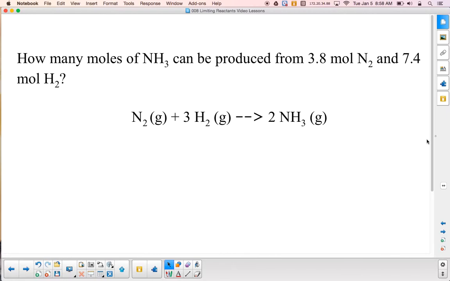We could very easily upscale by 10 and imagine that we had 38 moles of nitrogen and 74 moles of hydrogen, draw 38 nitrogens, 74 hydrogens, use the lasso method, and divide our answer by 10 when we got all done. However, that might not be the best overall approach to solving the problem. So I'd like to teach you a more stoichiometry-based, mathematical way to handle limiting reactant problems when we're working with numbers that aren't quite as neat and tidy.